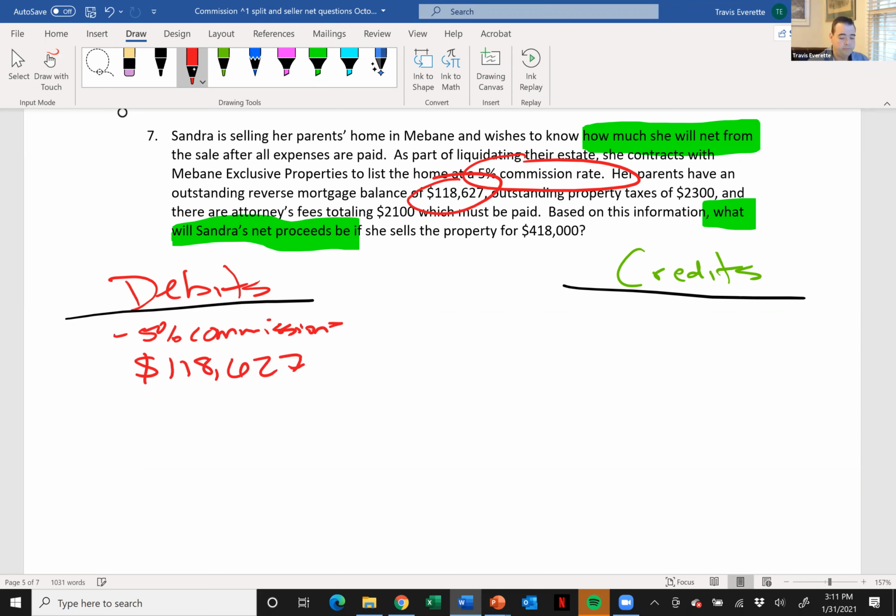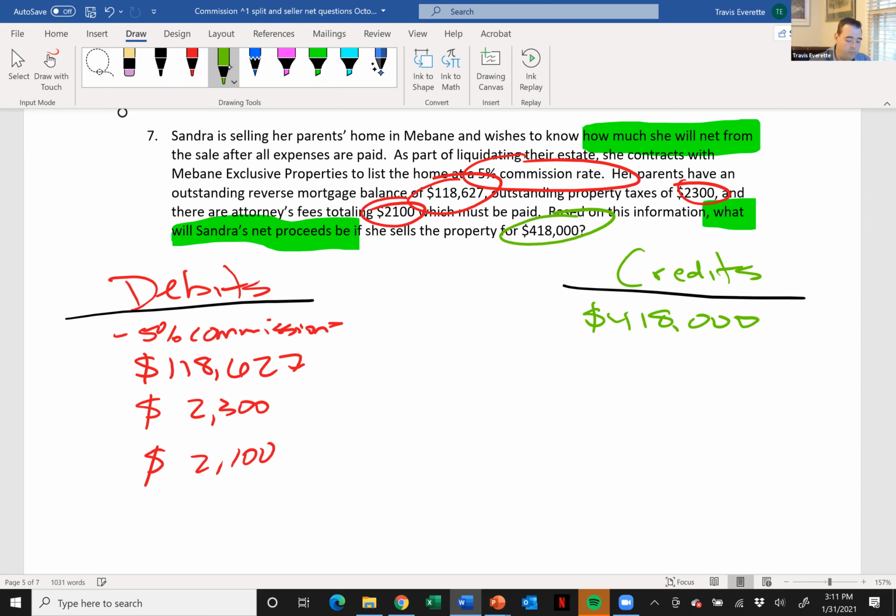Pay it off. Outstanding property taxes of $2,300. Again, got to be paid off. And their attorney fees totaling $2,100, which must be paid. Again, that's a debit, $2,100. Based on this information, what will Sandra's net proceeds be if she sells the property for $418,000? Well, there's finally a credit for us, $418,000.